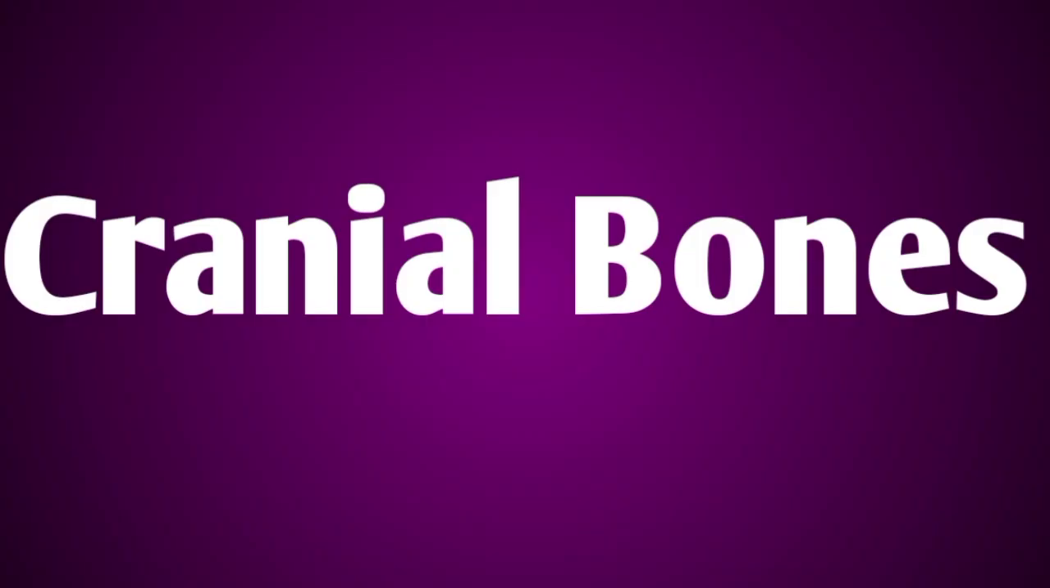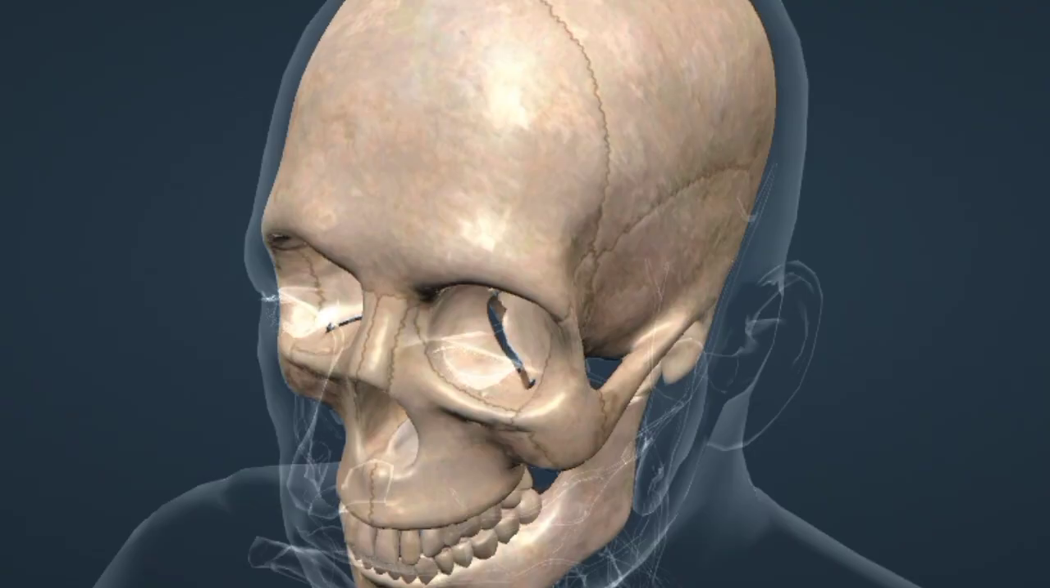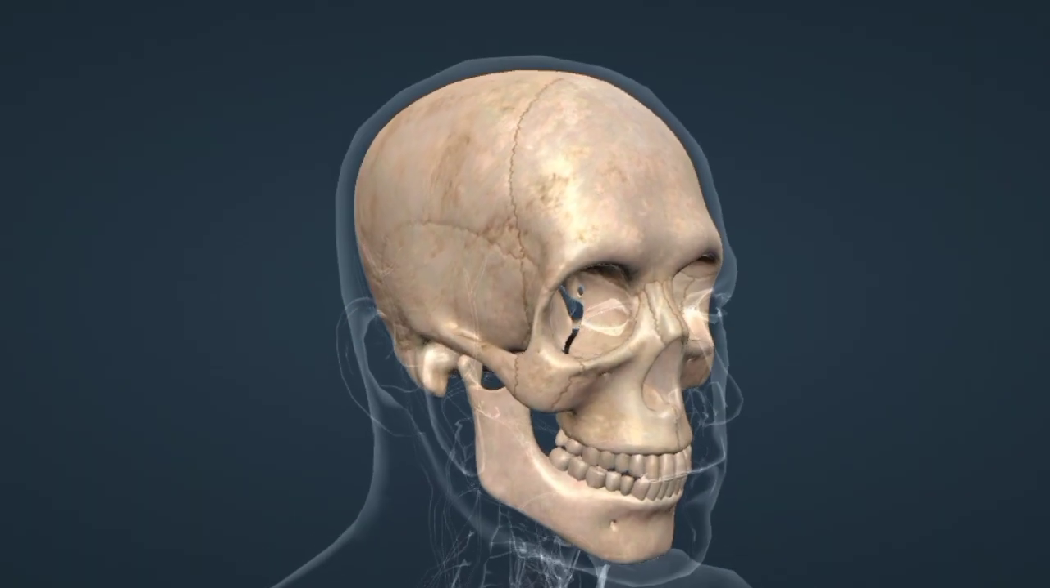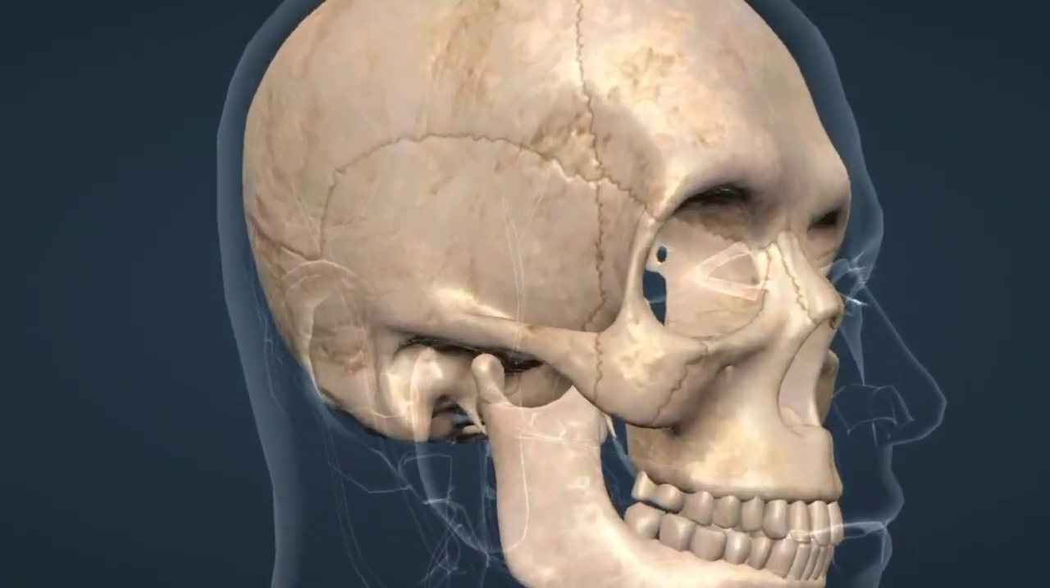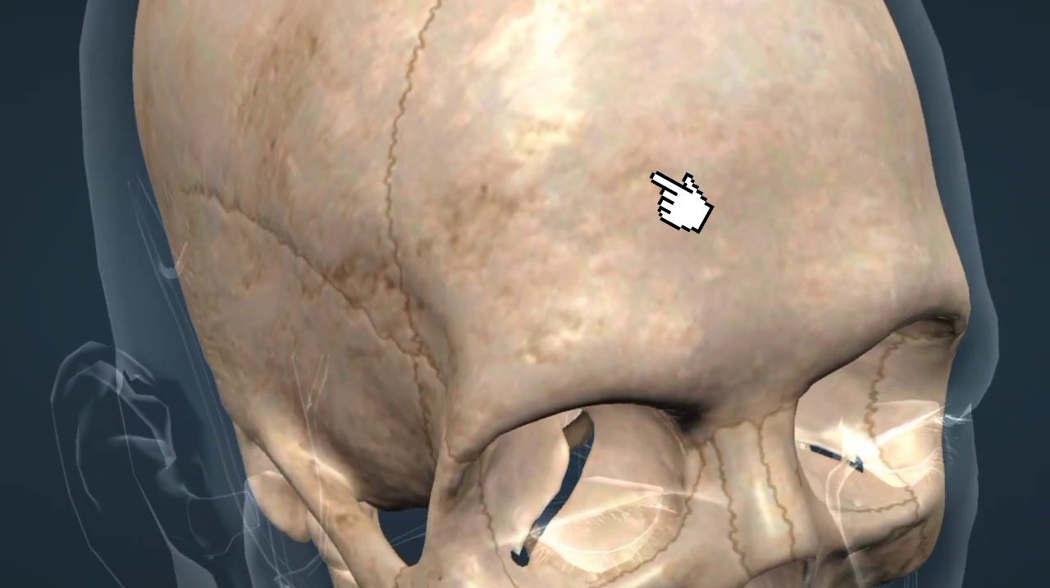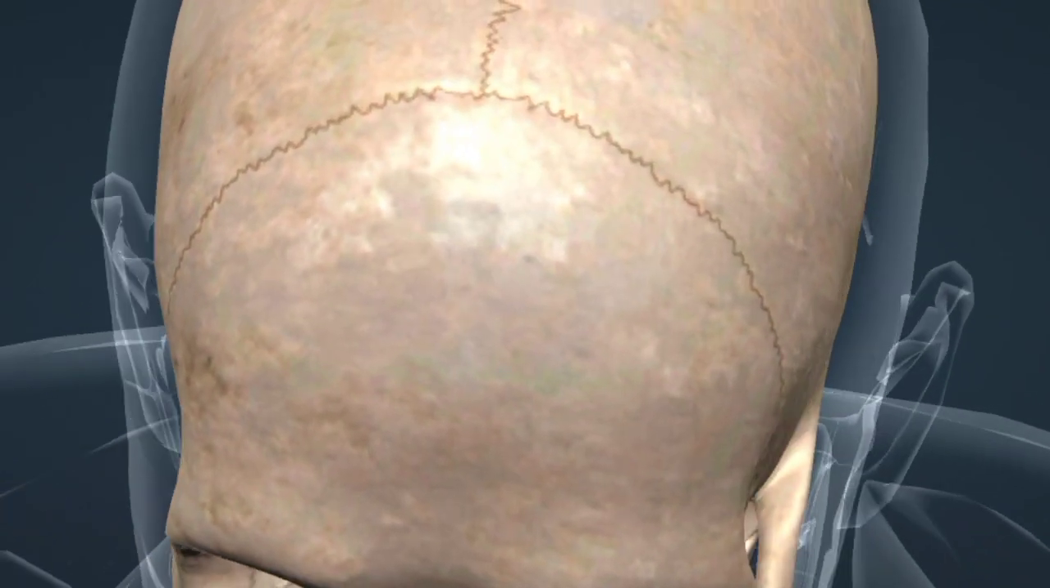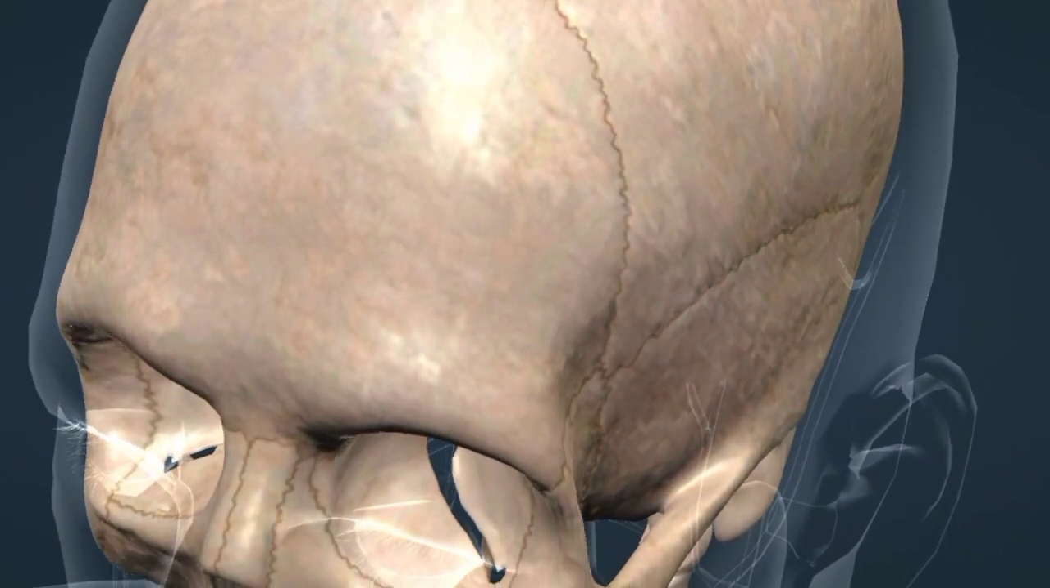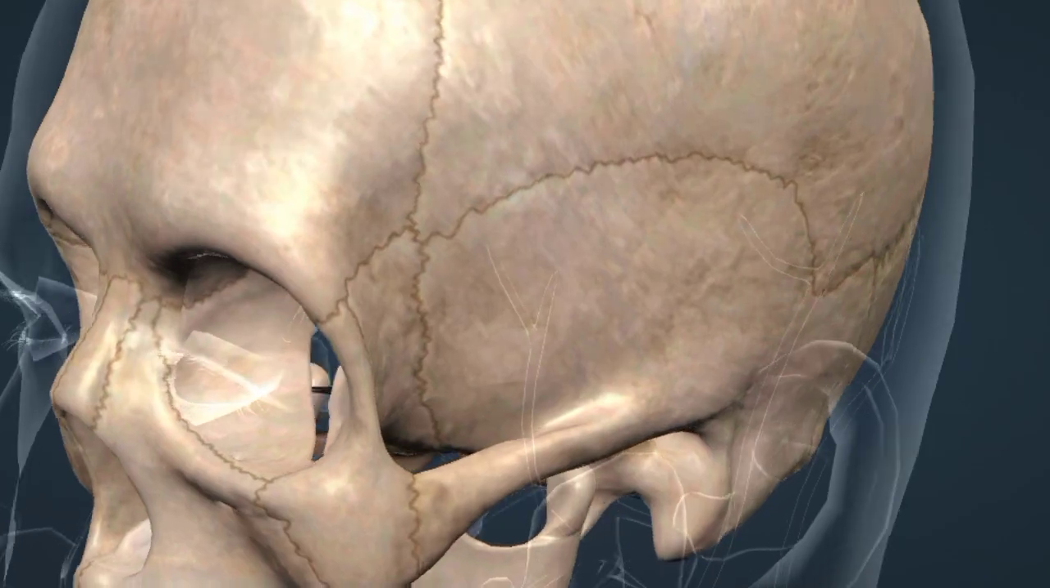Cranial bones. Cranial bones consist of 8 bones. Frontal bone forms the forehead, part of the eye orbits, and the upper nasal cavity. It protects the frontal lobe of the brain and provides attachment for facial muscles.